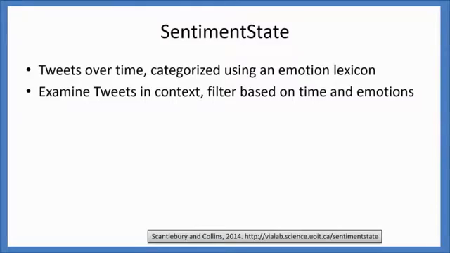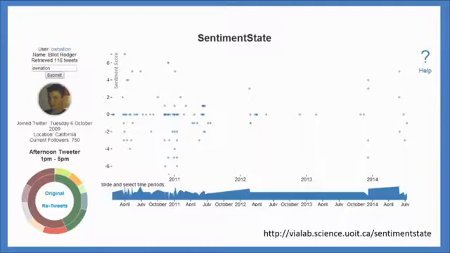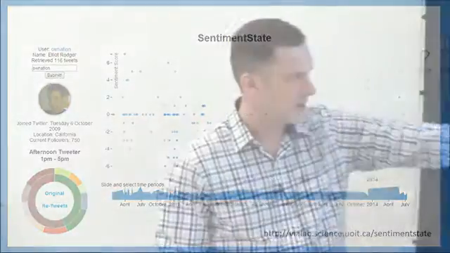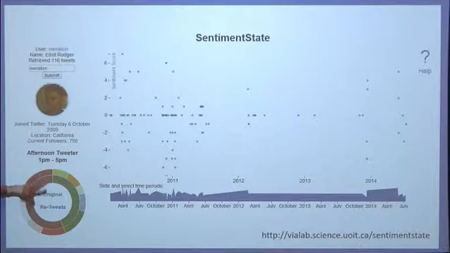We looked at tweets over time, categorized with an emotion lexicon. Our sentiment analysis here is not very sophisticated. Like I said, it was an undergraduate project, but it's something I'm interested in pursuing in the future. Here's an example where each of these is one of the emotional states, and you can filter various emotions and look at only the tweets that express anger, or only the tweets that express happiness. So that's the work we're doing on social media.